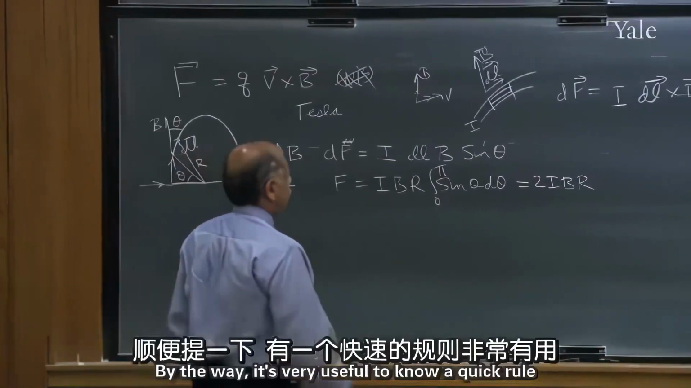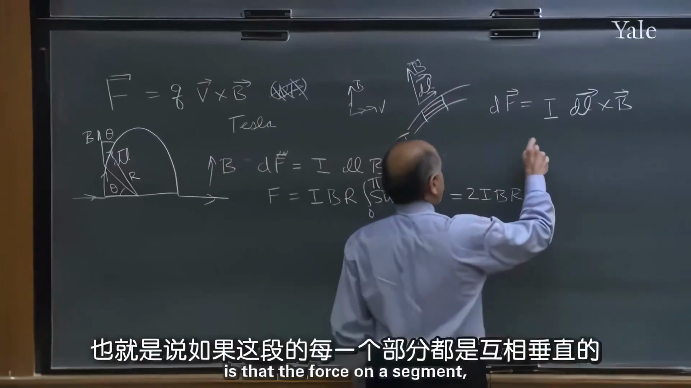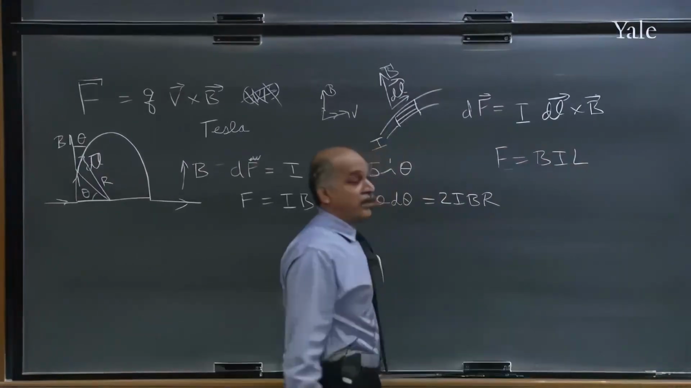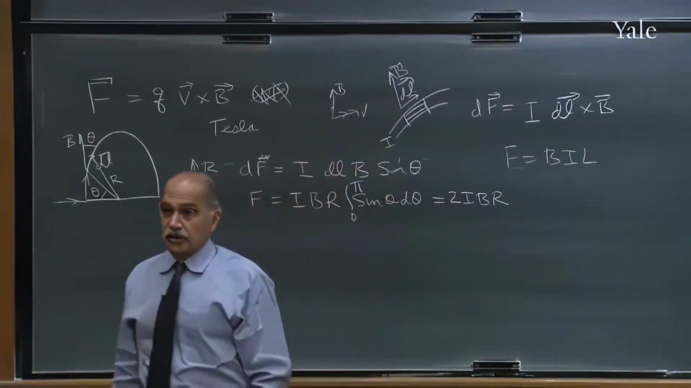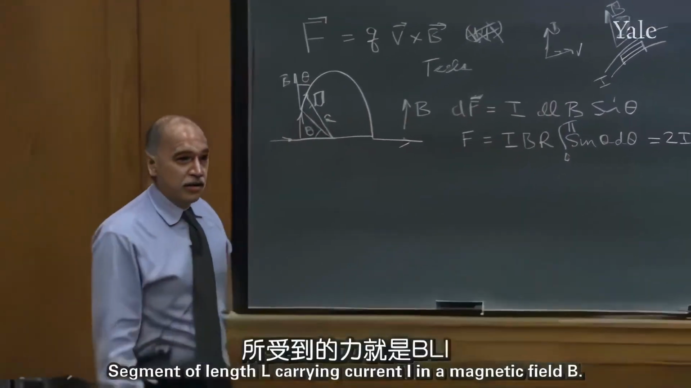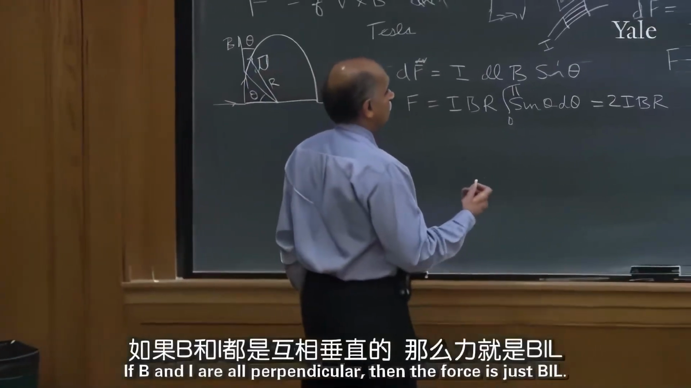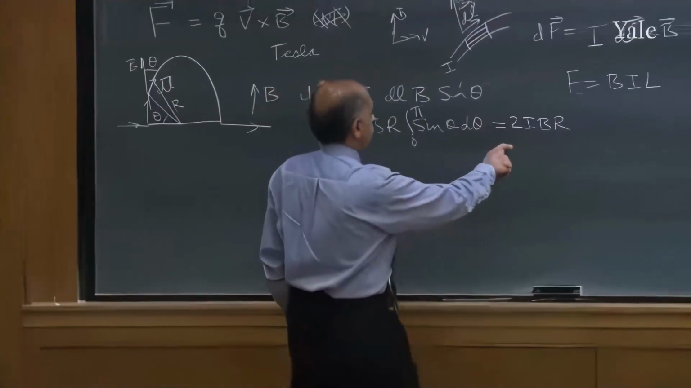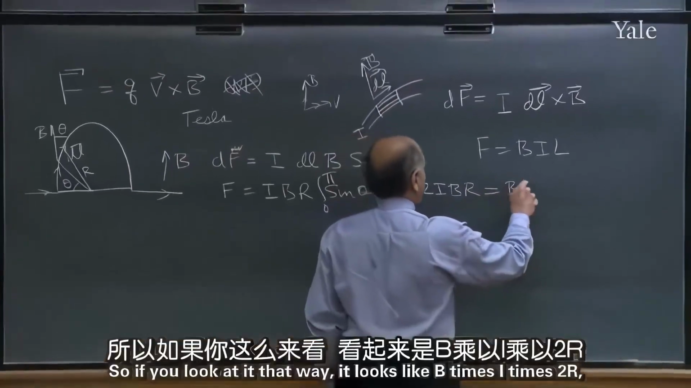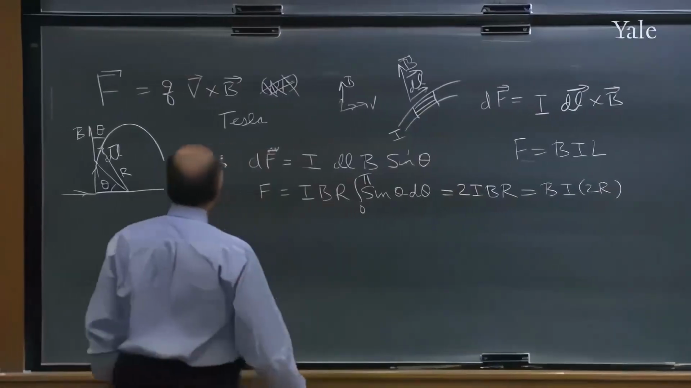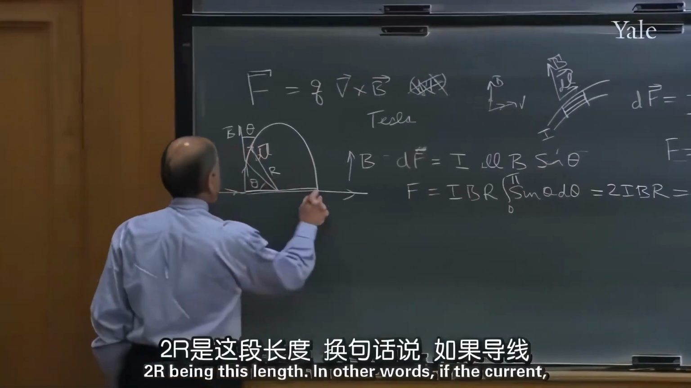By the way, it's very useful to know a quick rule. The force on a segment where everybody is perpendicular to everybody is BIL. A segment of length L carrying current I in a magnetic field B: if B and I are all perpendicular, then the force is just BIL. So if you look at it that way, it looks like B times I times 2R, 2R being this length.